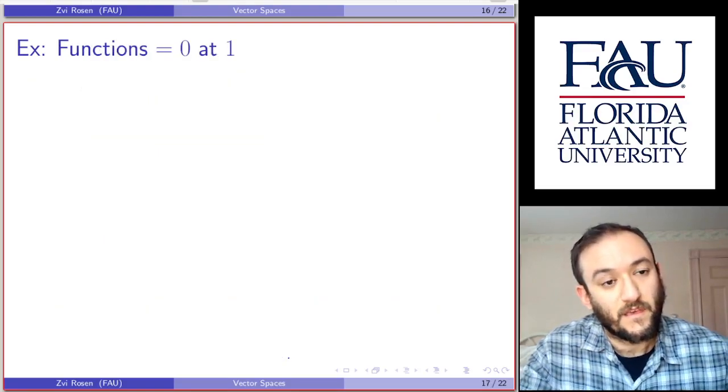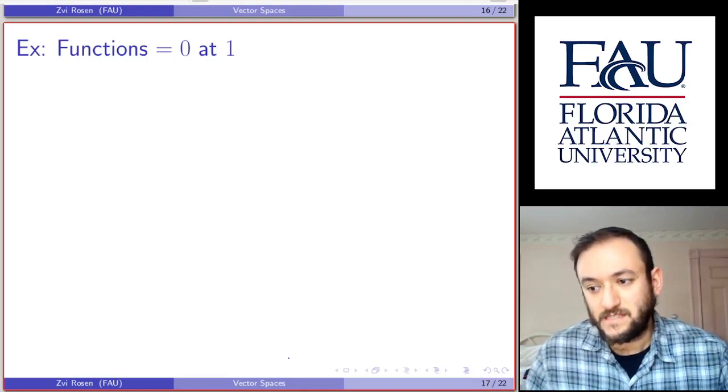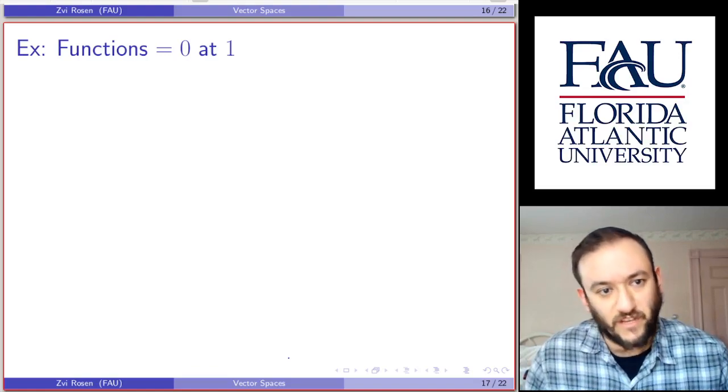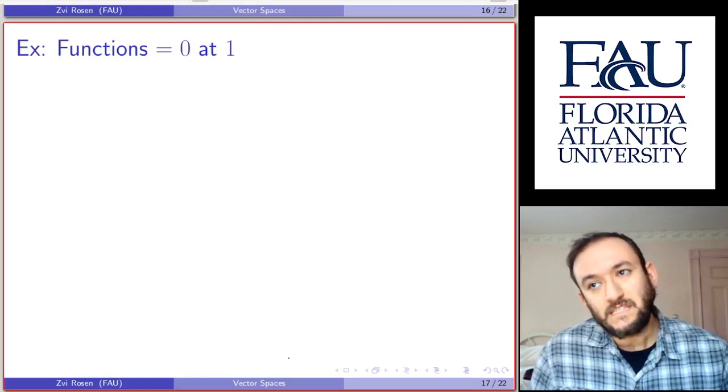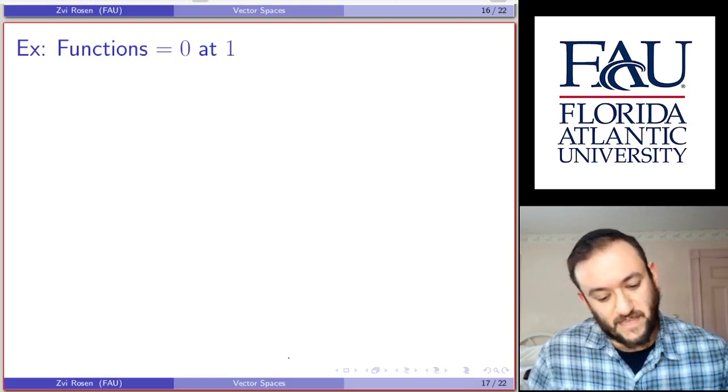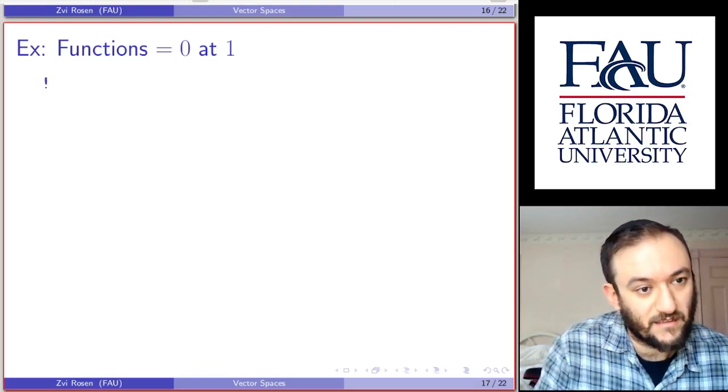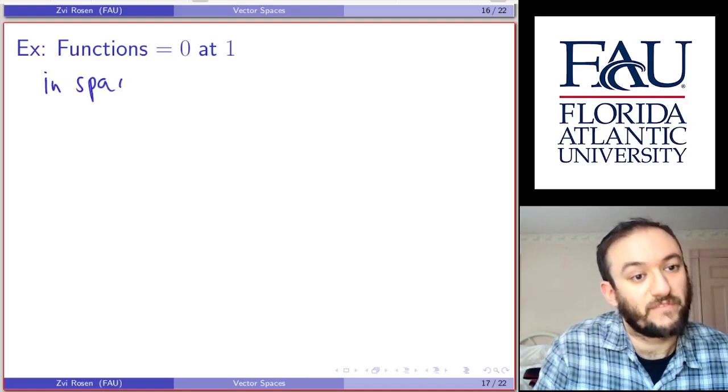Okay. So we spoke earlier about the set of all real-valued functions. Let's consider a subset of that set. Okay, so this is inside the space of real-valued functions.